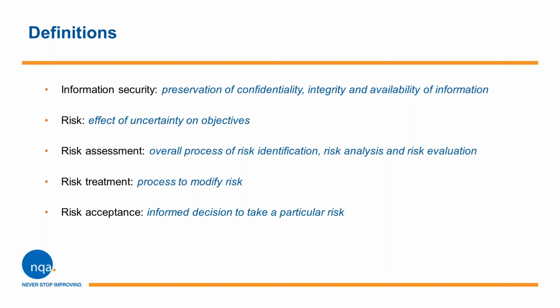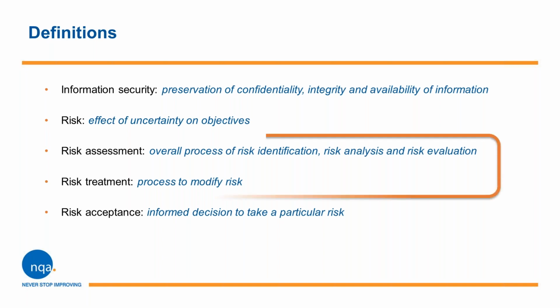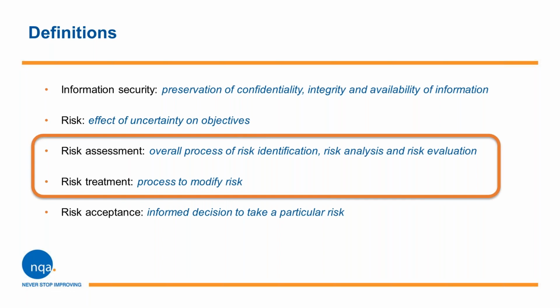We've got risk, which is the effect of uncertainty on objectives. Risk assessment, which is the overall process of risk identification, risk analysis, and risk evaluation. We've got risk treatment, which is a process to modify risk. And then we've got risk acceptance, the informed decision to take a particular risk. Now we're going to look at two key areas of the vocabulary there: risk assessment and risk treatment.